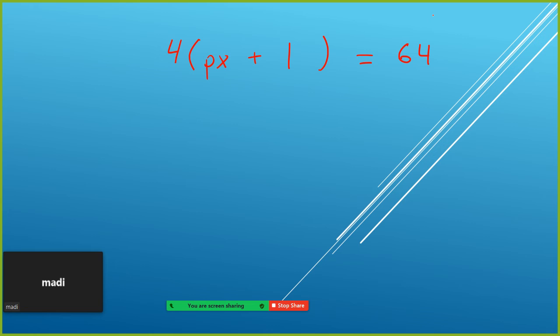It says the value of x in terms of p is, and then it says the value of x when p is -5.